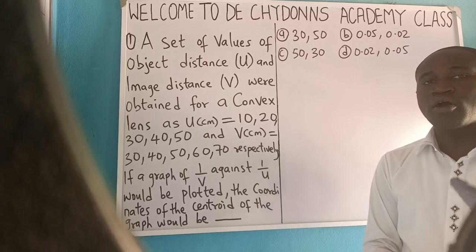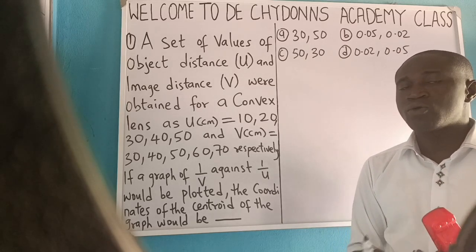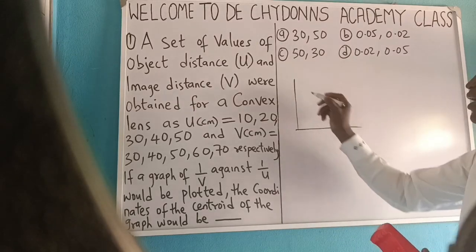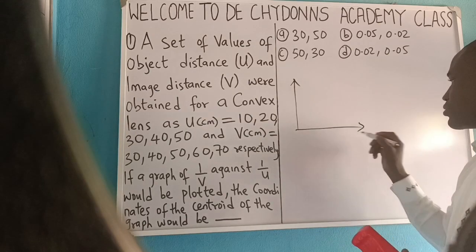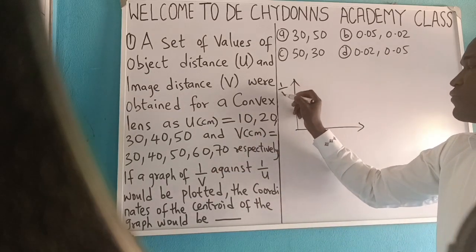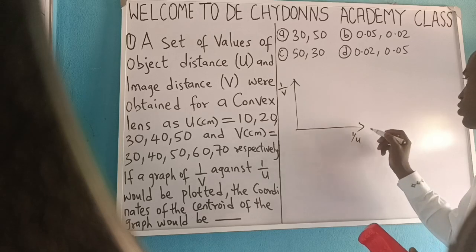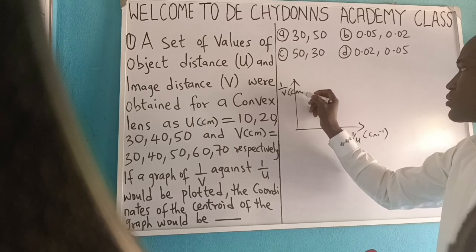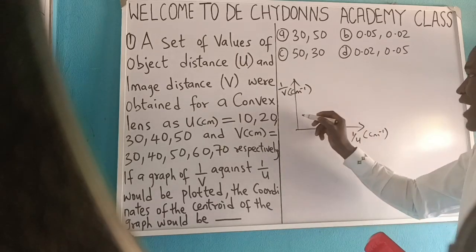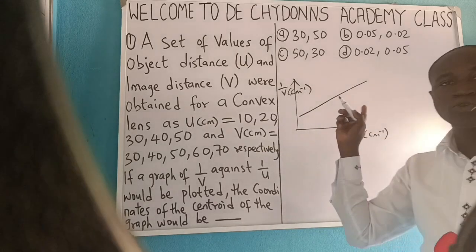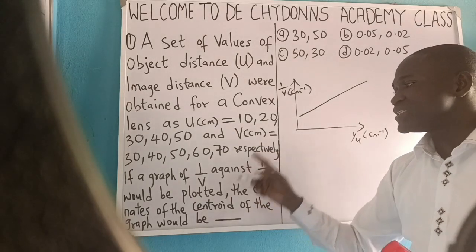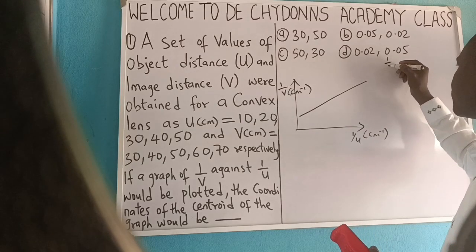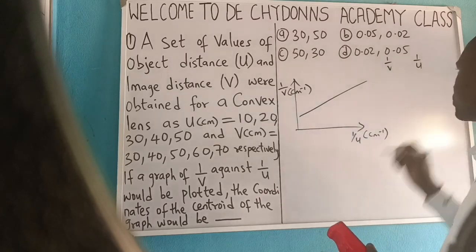In so many of the videos we have uploaded on our channel, I said that when you are plotting a straight line graph of 1 over v against 1 over u, the unit is per centimeter. This line of best fit, before you draw it, you must get the centroid. Centroid means this is your 1 over v and this is 1 over u.